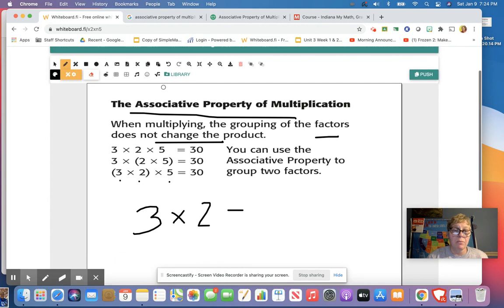Whoops. That's not a parentheses. Hang on. Time out just a second. Let me erase that. Okay.